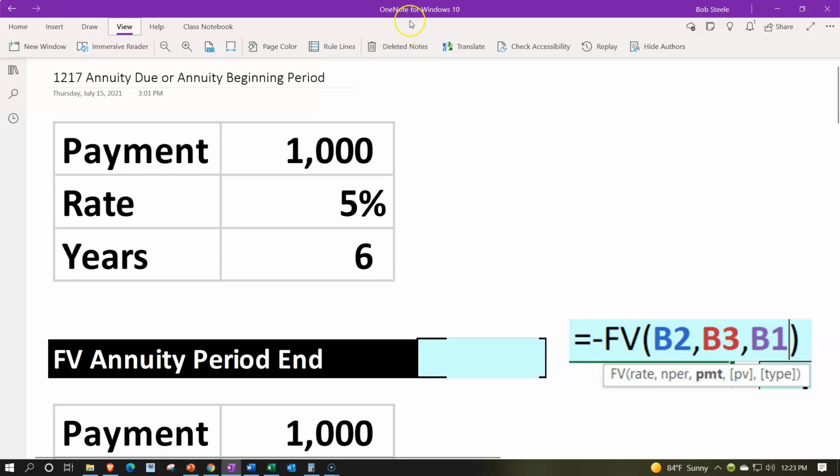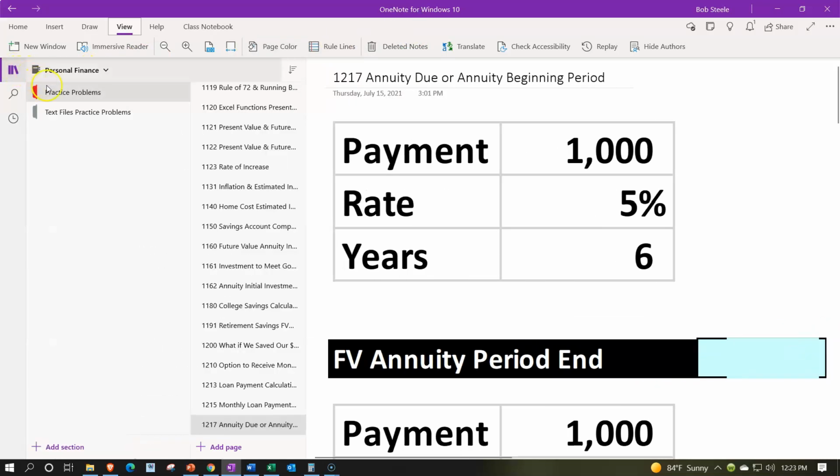Here we are in OneNote. If you have access to OneNote and would like to follow along, you're not required to, but if you would like to, we're in the icon on the left-hand side in the Practice Problems tab, down in the 1217 Annuity Due or Annuity Beginning Period tab. Also note, when using OneNote, take a look at the Immersive Reader tool. Our presentations will also be in the text area with the same name, same number, but with transcripts. Transcripts can be translated into multiple different languages and either listened to or read in them.